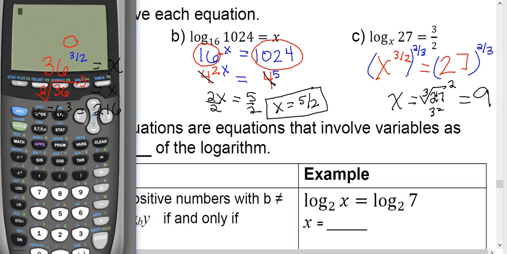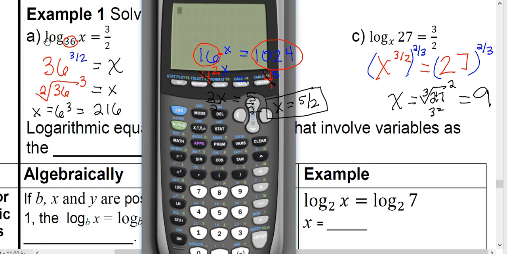For the first one, we're going to do log base 36 of 216, because that's what we got for x, and we should get 1.5 as the answer. So we do alpha window 5, this log base function, and that gives us a little subscript. In the little subscript we want to do 36, and in the argument is the 216, because that's the answer that we got. So log base 36 of 216 is the 1.5 that we were given.